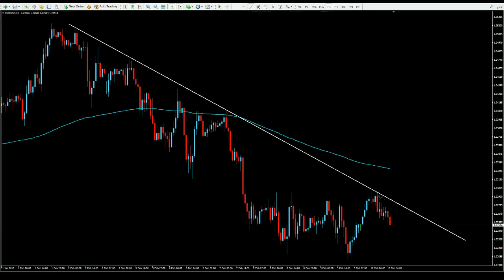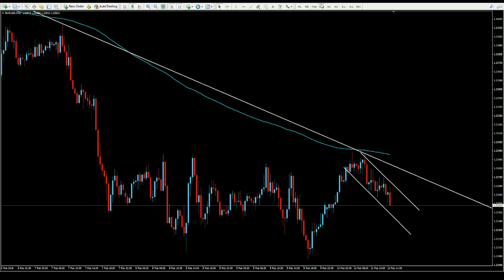You can see here price is dropping. So as you can see, the more you zoom in to the time frames, the more setups you find. So here we see price is still channeling down. So let's move to the 30-minute time frame.